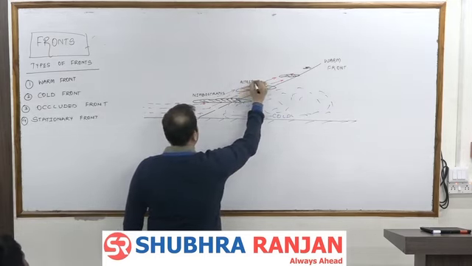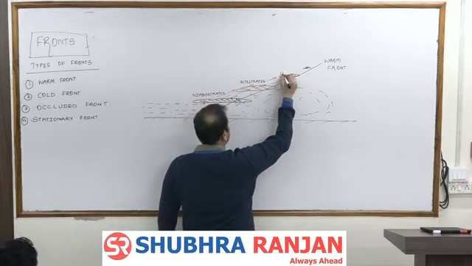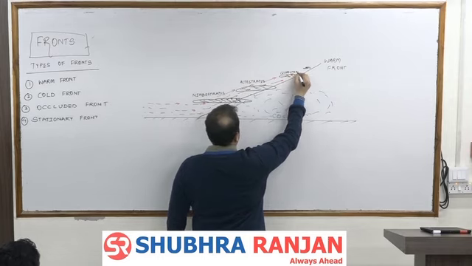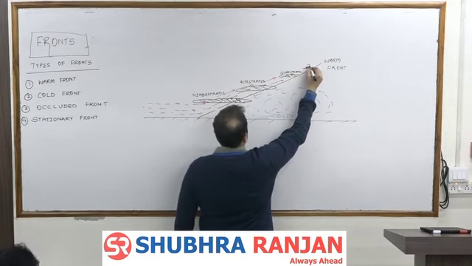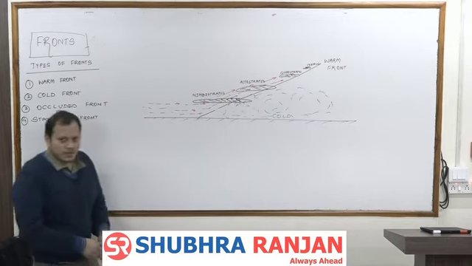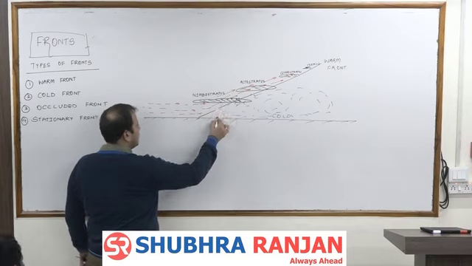Altostratus, cirrostratus, and then higher up, the very high clouds are cirrus clouds. And once it is nimbostratus, you know that it is going to give precipitation.